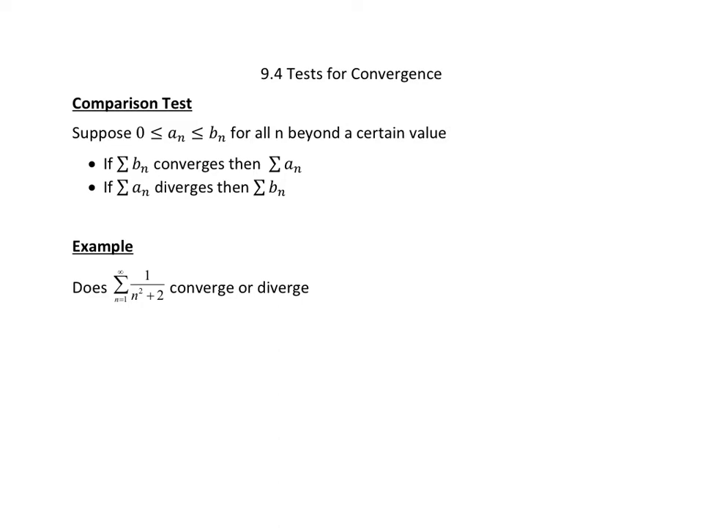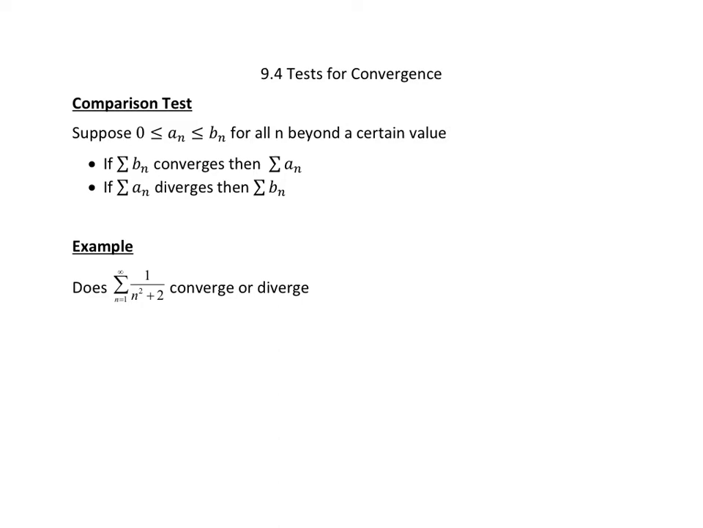It's just saying, suppose the terms in the a sub n series and the terms in the b sub n series are both positive, and a sub n is less than b sub n for all n beyond any value that we want to choose. So at some point, b sub n overtakes a sub n. So if the larger series, b sub n, converges, then obviously the smaller series, a sub n, must also converge. And if the smaller series, a sub n, diverges, then the larger series, b sub n, must also diverge.